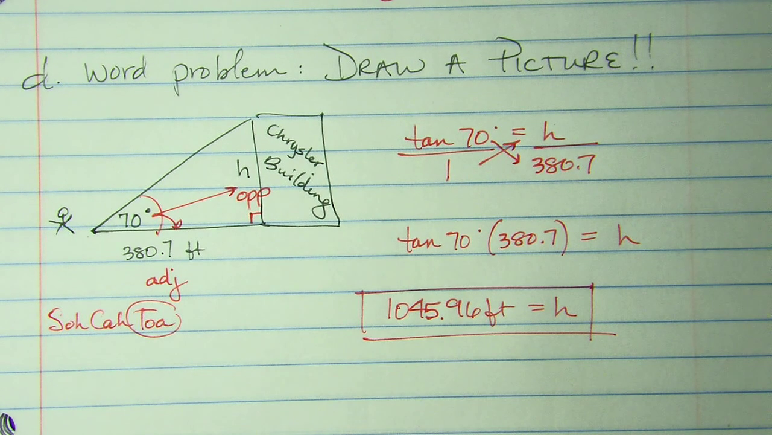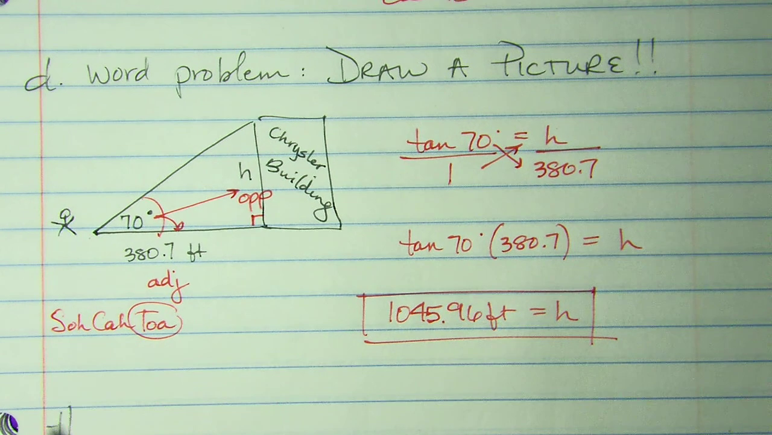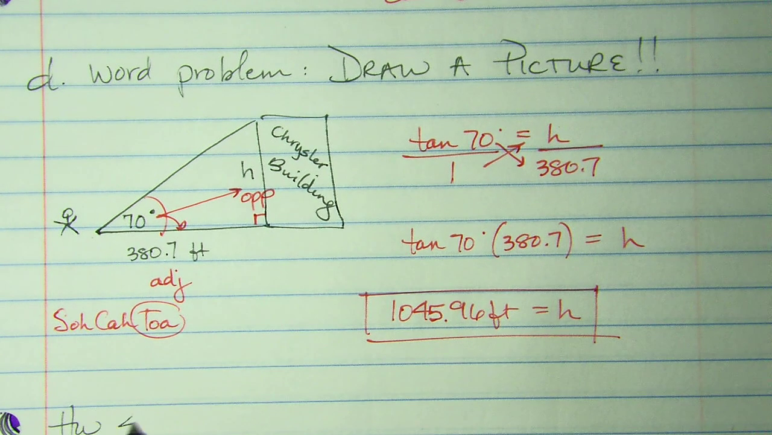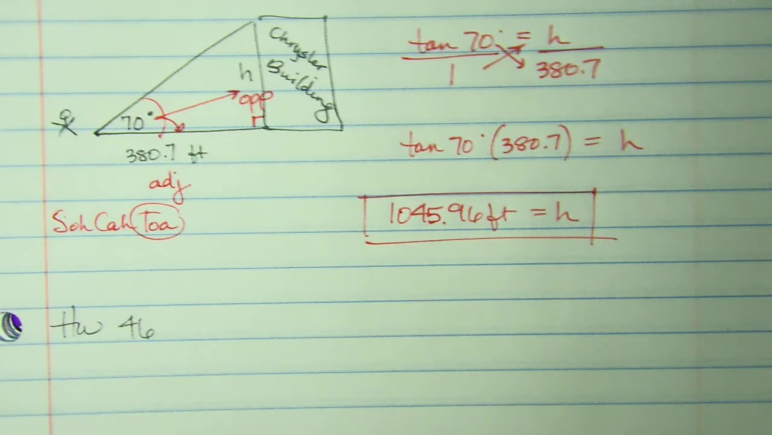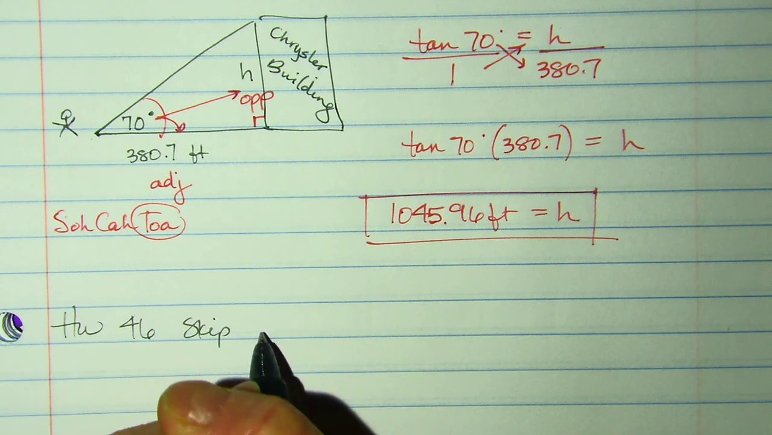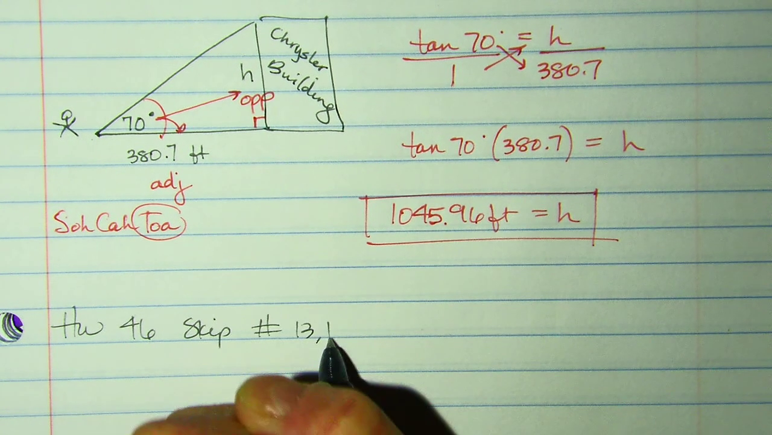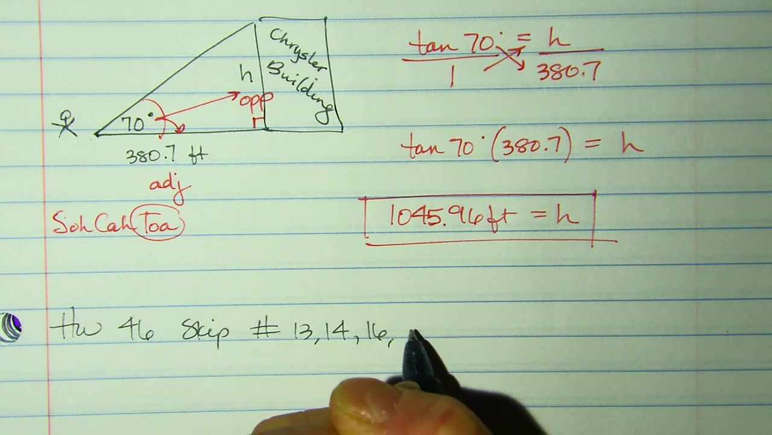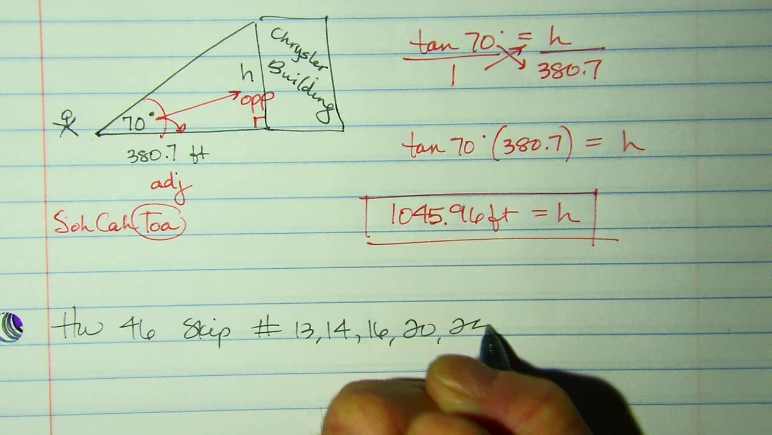Okay. And that covers that lesson. For this homework, so for homework 46, we're going to be skipping numbers 13, 14, 16, 20, 24, and 30.